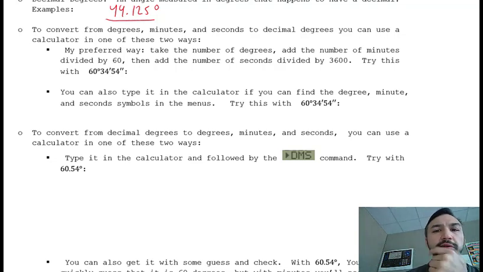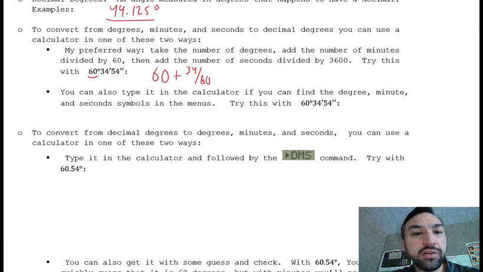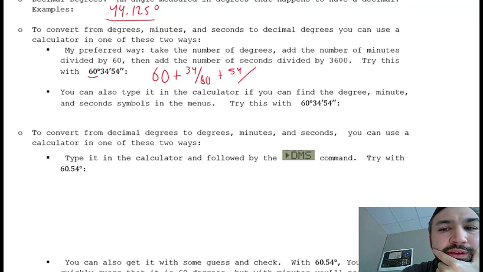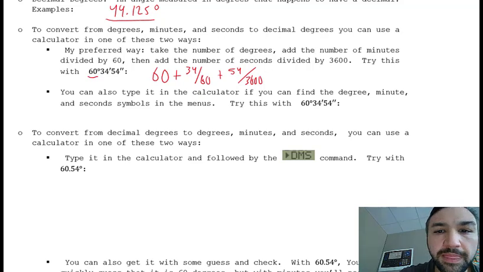You can take the number of degrees, you can add the number of minutes divided by 60, because 1 minute is a 60th of a degree. Then you can add the number of seconds divided by 3600, and that's because there's 3600 seconds in an hour, and 1 second is 1/3600th of a degree.